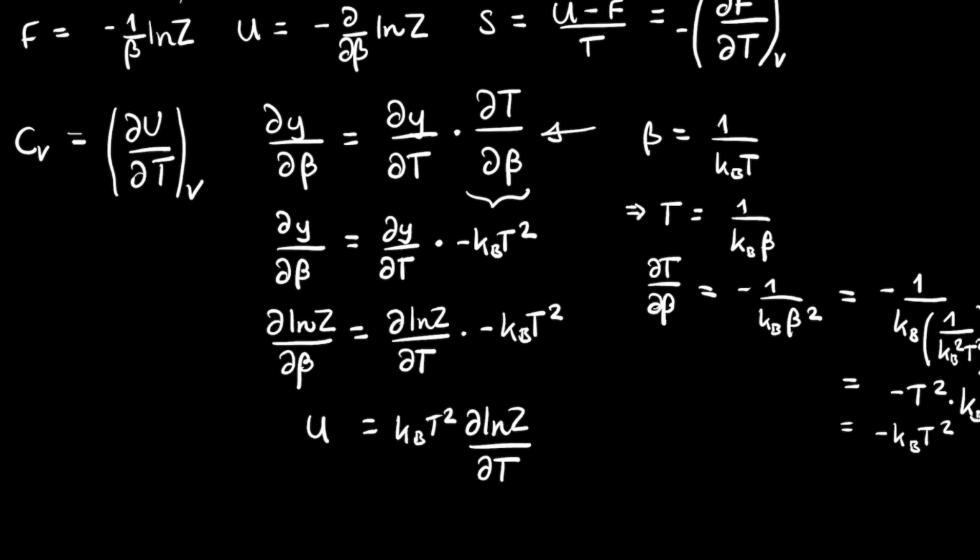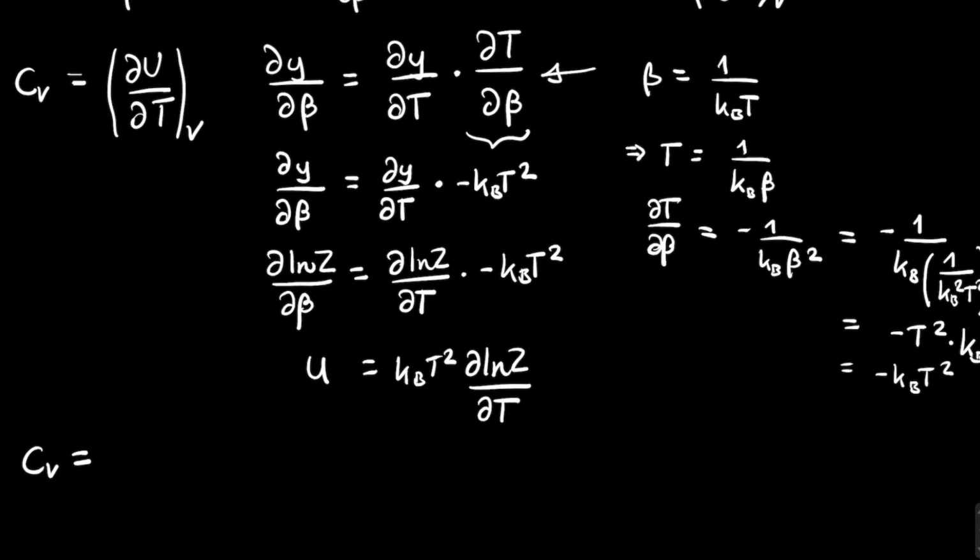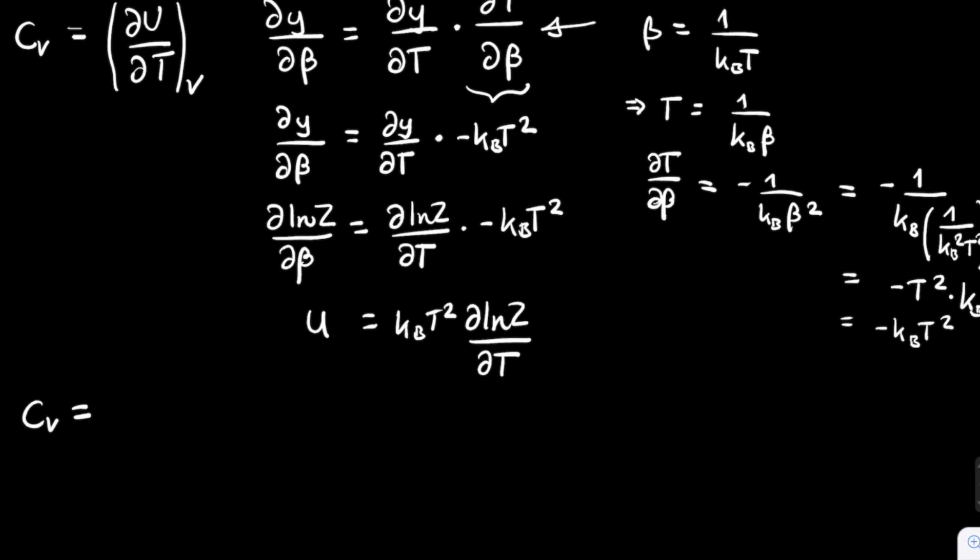And so we can now differentiate this with respect to temperature in order to obtain the heat capacity. The heat capacity at constant volume is therefore going to be the derivative of this with respect to temperature. And as you can see, yet again, we have a product, and so therefore we're going to have to use the product rule.